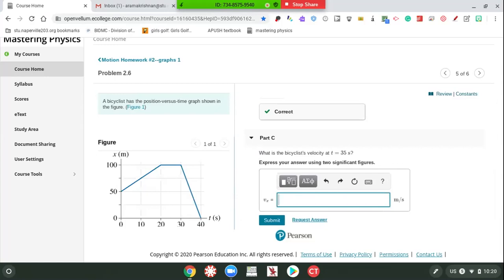Delta y is how much? 100. Actually minus 100. Negative, right? Because it's going down. The velocity can't be negative, can it? Yes, it can. It can be, because velocity means direction has to be included. So either positive or negative should be put. So 100 divided by 10, so it's minus 10.